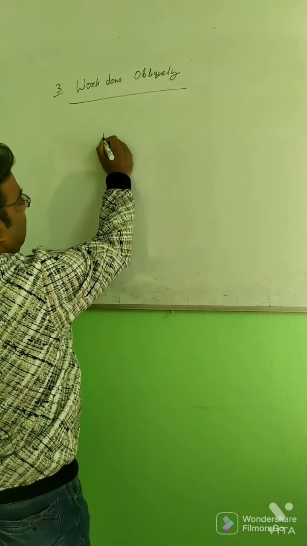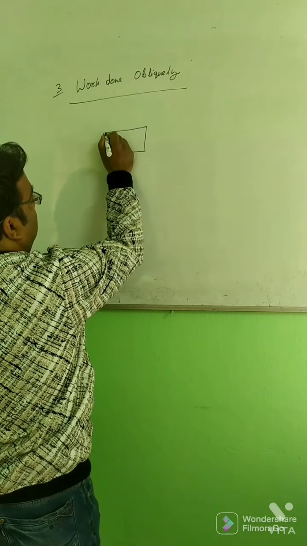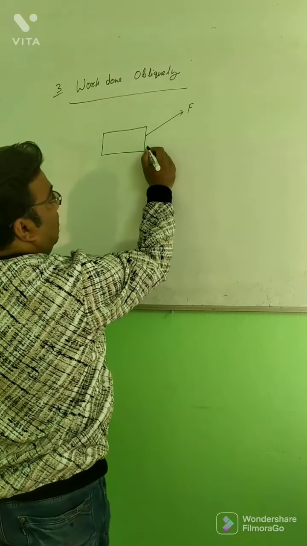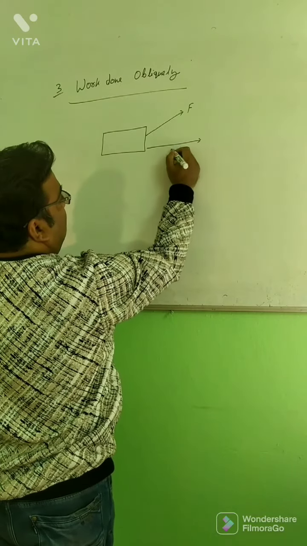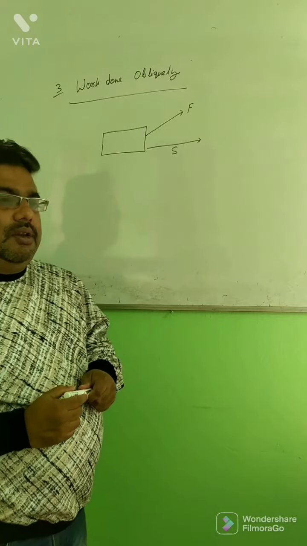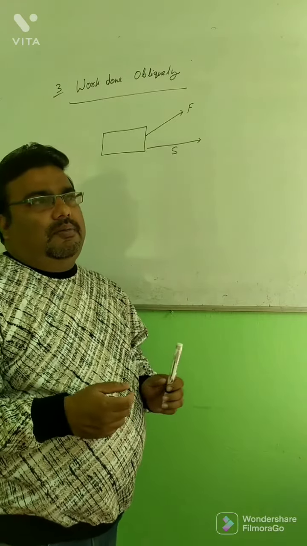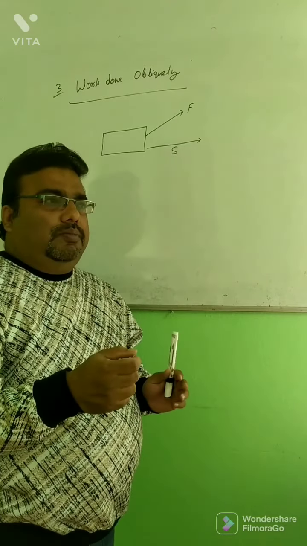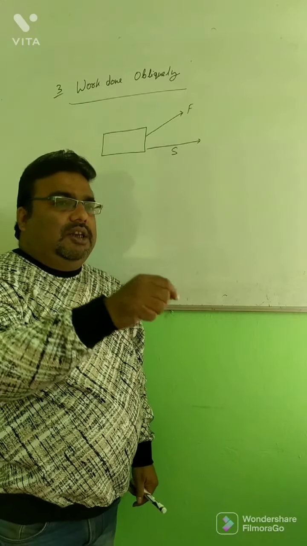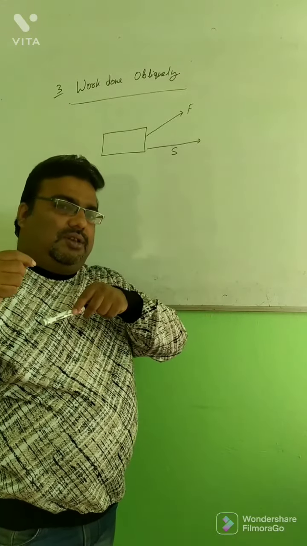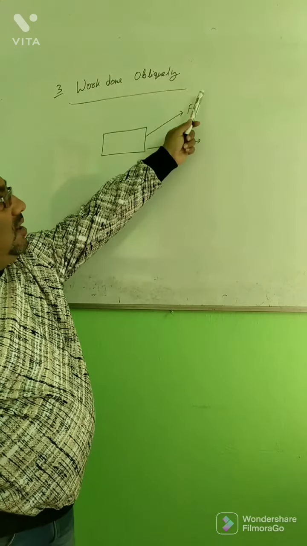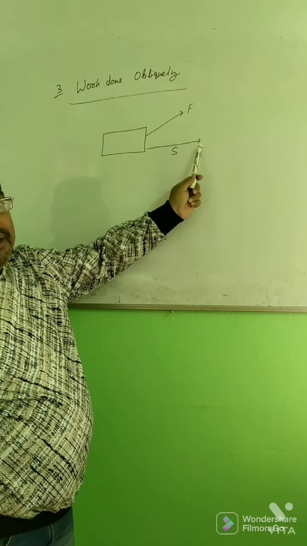Work done obliquely means, try to understand, suppose it is a body. If the force is acting in this direction, but the displacement of the body is in this direction, then that is said to be work done obliquely. Like when a boy pulls a cart with a rope, the direction of force is in one direction, but the body is moving in another direction. So the direction of force is different from the direction of motion.